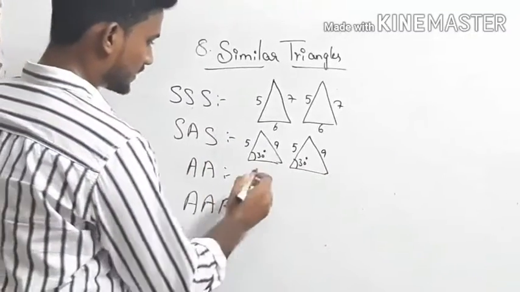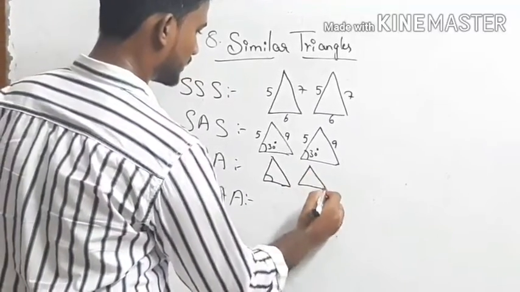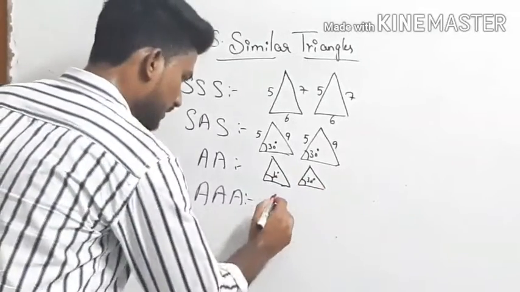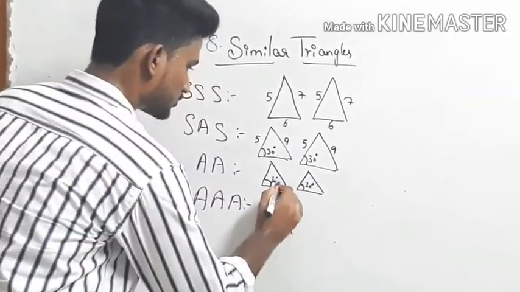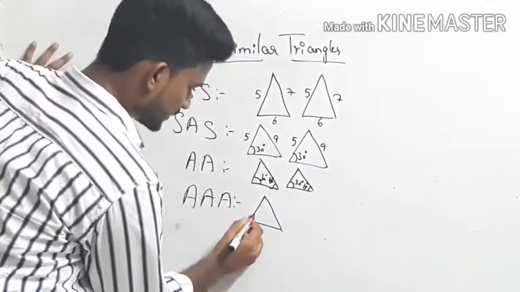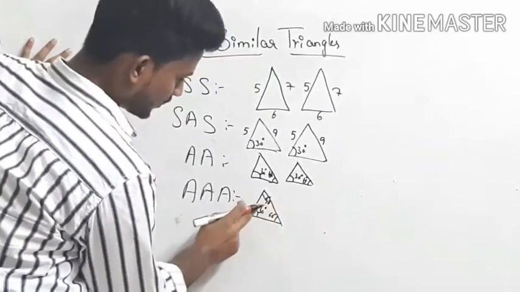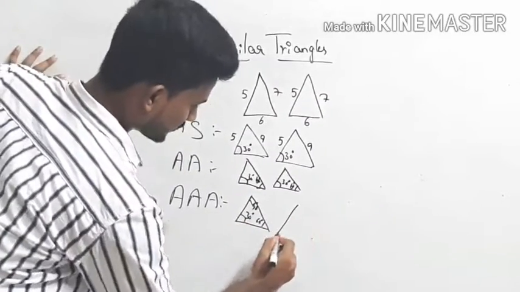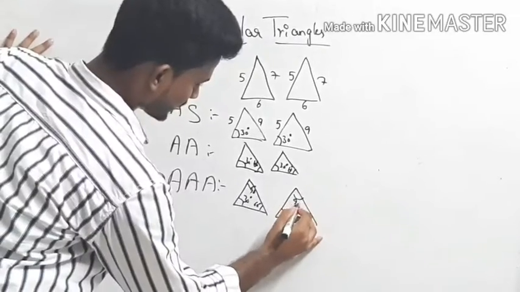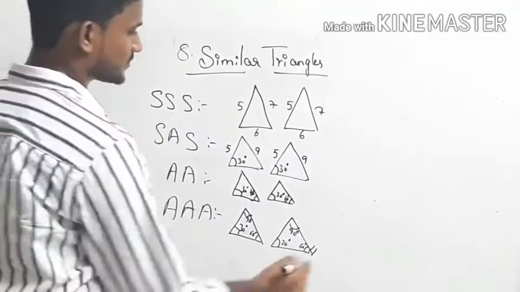Next, angle means 2 angles are equal in 2 triangles. This is 30. This is also 30. Next, AAA means 3 angles, that is 30, 60, 90. The sum of all angles must be 180 in the triangle. It is also 30, 60 and 90. These are the similar triangles based on the 4 criteria.